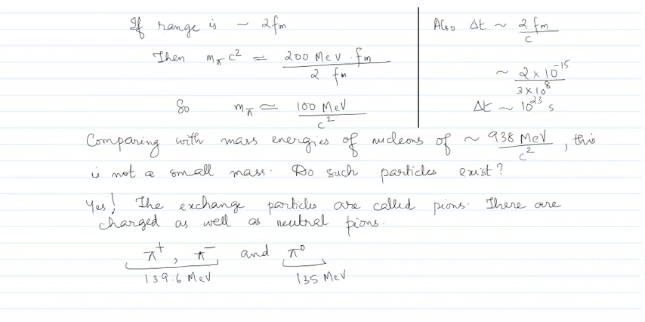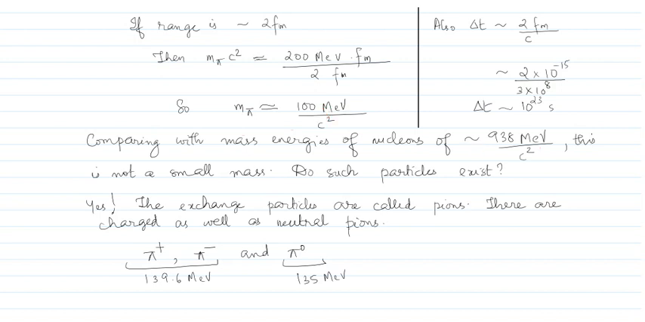Now if you roughly take the range as approximately 2 femtometer, and that is what we generally observe for nuclear forces, then m pi c square can be obtained approximately as 100 MeV. So the mass of the particle is approximately 100 MeV by c square. And if you compare it with the mass of the nucleons, approximately 938 MeV by c square, this mass is not an extremely small mass. It's a sizable mass when you compare it.